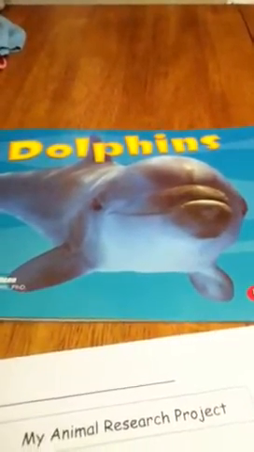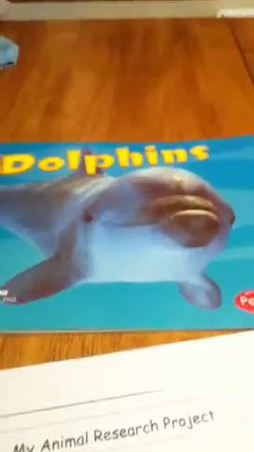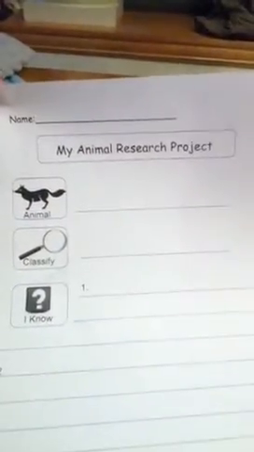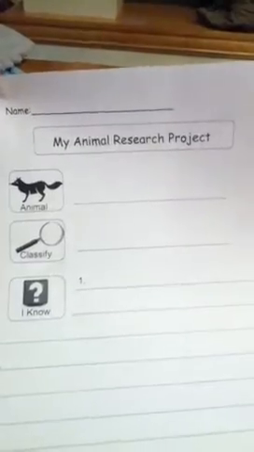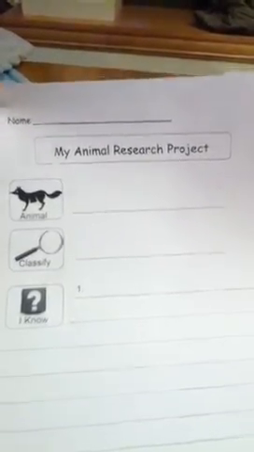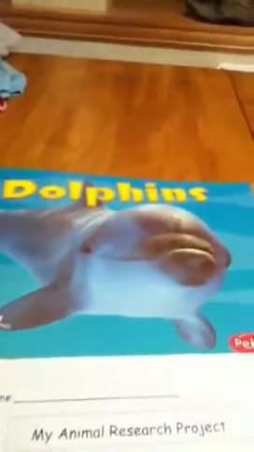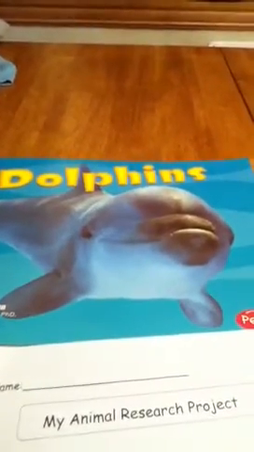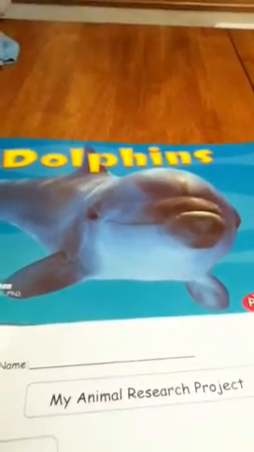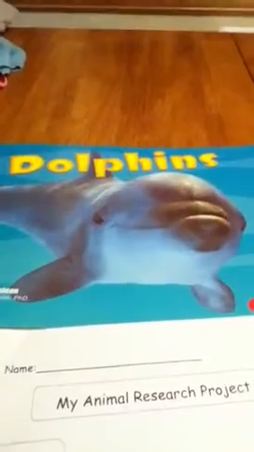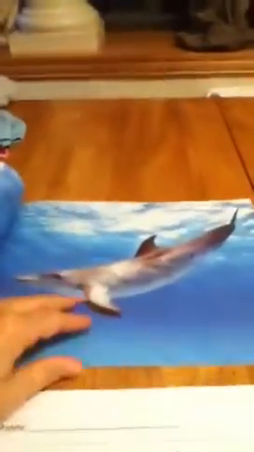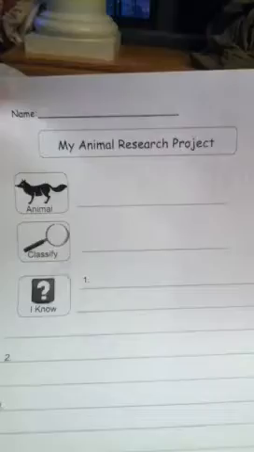Mrs. Titterton here. I'm going to show you today how to fill out this graphic organizer or note helper for your animal research project. I just got done reading this great book on dolphins, and I learned in this book that dolphins are mammals. I'm going to take the information that I learned and put it into my own words and write the notes down here on my organizer.